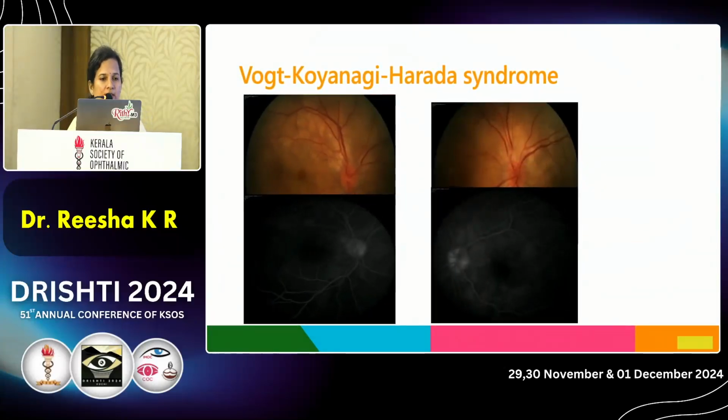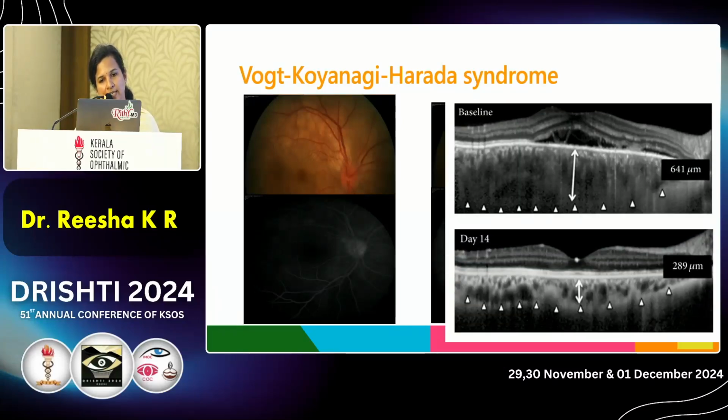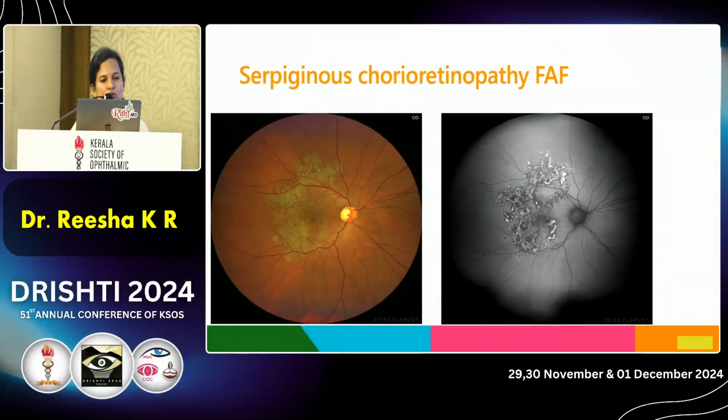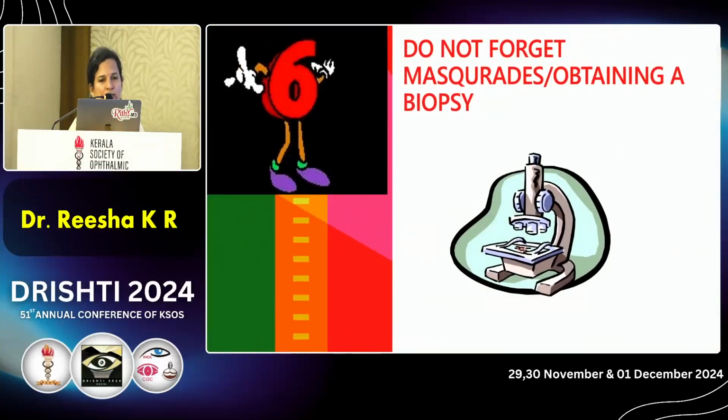In this case, a VKH patient has bilateral panuveitis. FFA shows disc leak and pinpoint leaks, and EDI OCT helps in these conditions. Macular choroidal thickness reduces as the lesion heals. This picture shows a healed serpiginous lesion, but fundus autofluorescence shows there is still an active lesion and it needs more treatment. And do not forget about masquerades, with obtaining a biopsy.